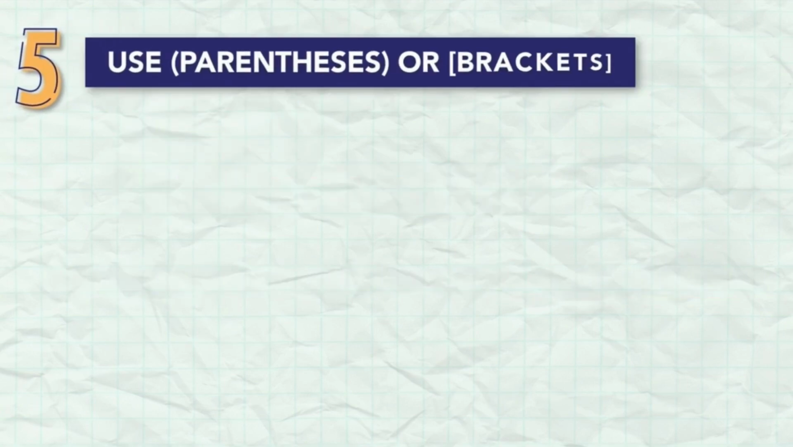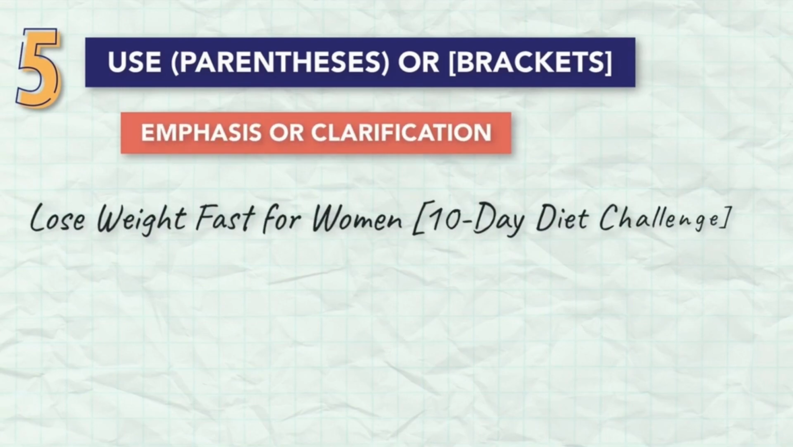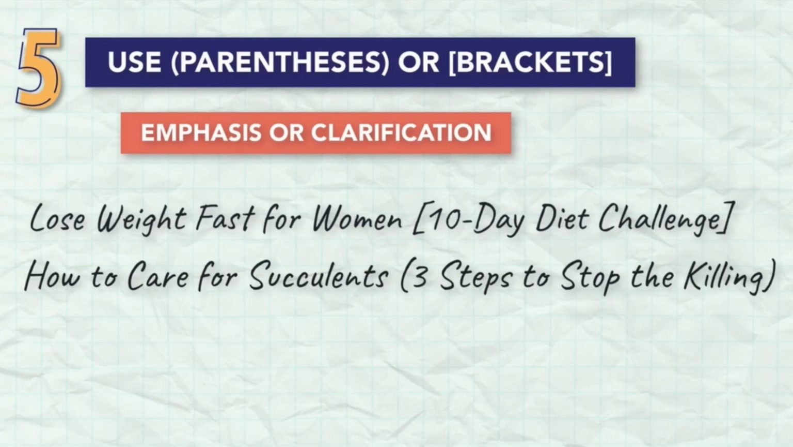Number 5 is that you can use parentheses or brackets to show emphasis or to clarify something. For example, lose weight fast for women, 10-day diet challenge. Or how to care for succulents, 3 steps to stop the killing.